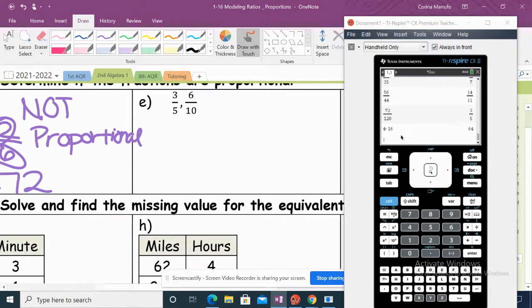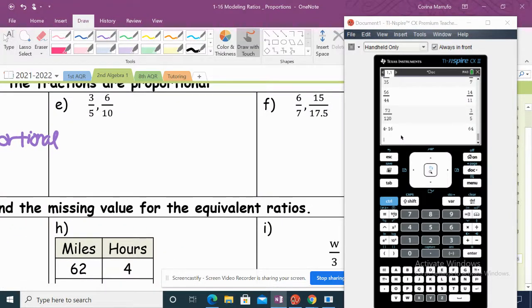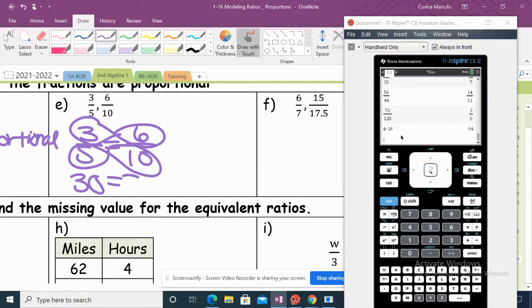Okay, so let's try the next one. We have 3 over 5. Is this equal to 6 over 10? So we cross multiply, 5 times 6, 30, 3 times 10, also 30. So yes, 30 equals 30. So we can say that these two fractions are, I don't think I'm spelling this right, should be P-R, proportional.